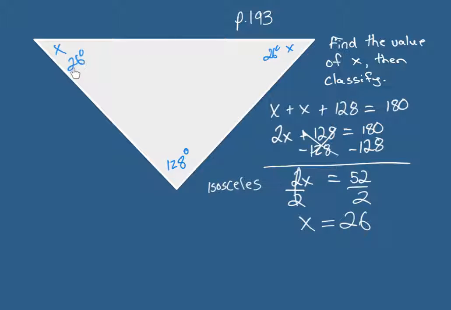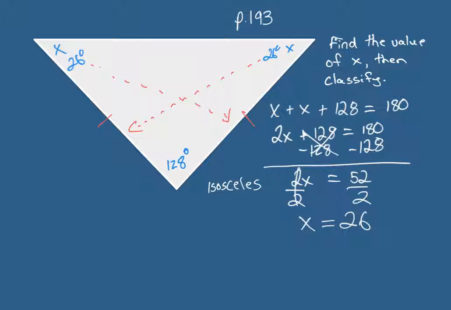Because you have two angles that are the same, those sides that are opposite of those angles are also the same. So because this side is opposite of this side over here, and this angle is opposite of this angle over here, and they're the same, that means those side lengths are also going to be the same. So this side is equal to this side, and that means we have an isosceles triangle.